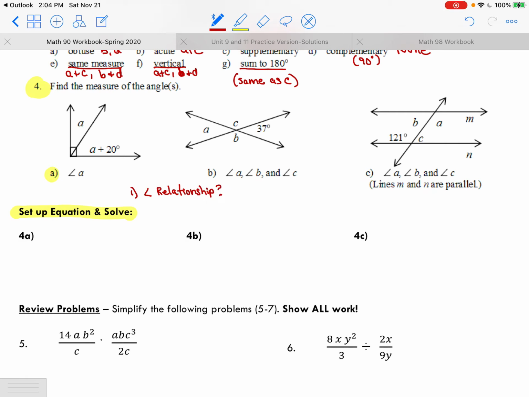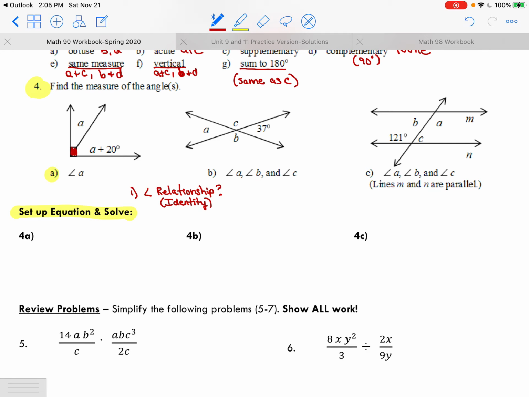Okay, that's our first question. What is the identity or the relationship that's going on here? If I can identify that, then I can use that as my equation. Okay, so in A, we can see this is a right angle. It tells us so with the little box.